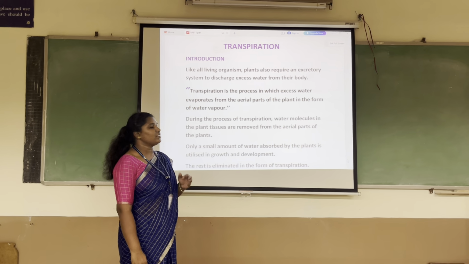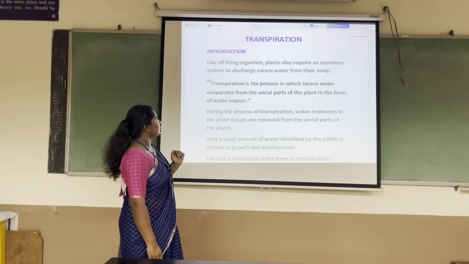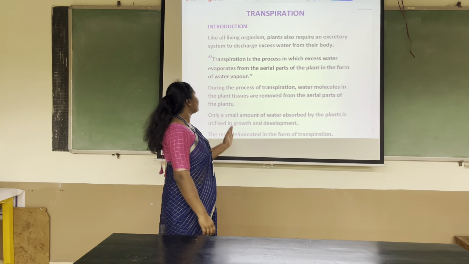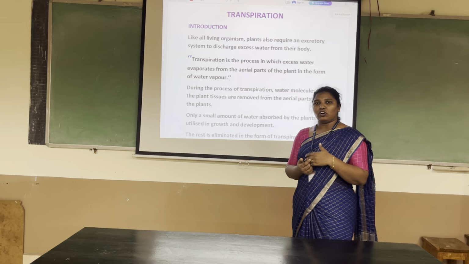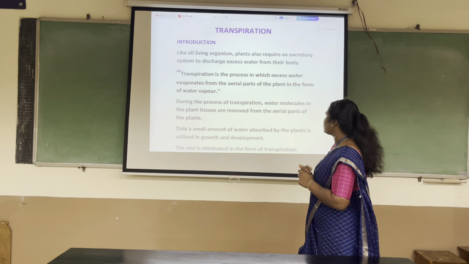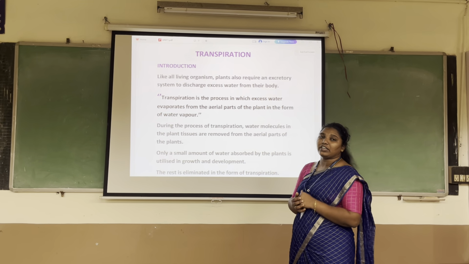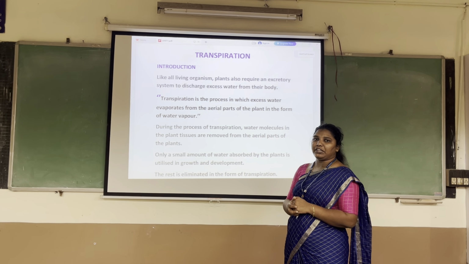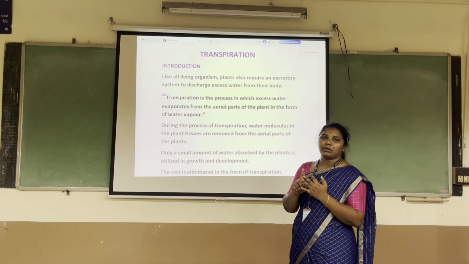Transpiration. That is how water travels in the plant body. Introduction. Like all living organisms, plants also require an excretory system to discharge excess water. That means a plant also always requires excreting some water from the body. Transpiration is the process in which excess water gets evaporated from the aerial parts of the plant, like from the roots, the stem and the leaves.